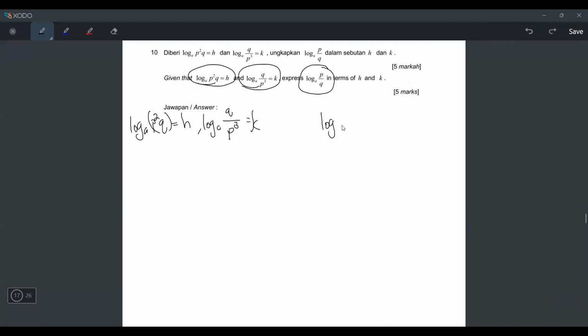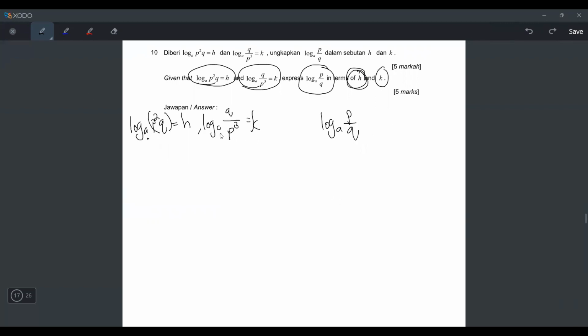Okay, let's write here log A P over Q, but they say in terms of H and K. It means I have to try my best to change this so that my final answer will have H and K. But how to change this so that my answer has H and K? It means I have to try my best to use these two pieces of information, because only these two have H and K. So what I will do first is check the base.